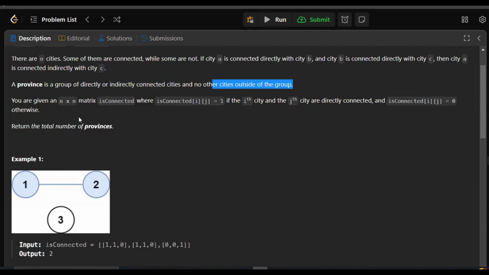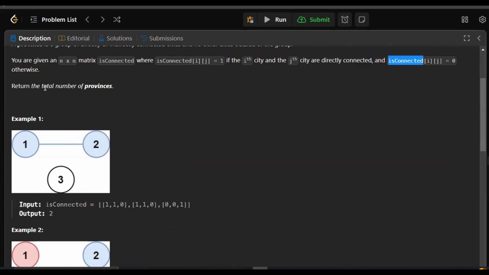Now, we are given a matrix of n by n, isConnected, where if the matrix element is 1, that means city I is connected to city J. And if the matrix element is 0, that means city I is not connected with city J. Now we have to return the total number of provinces.